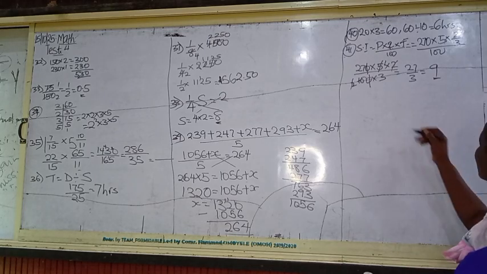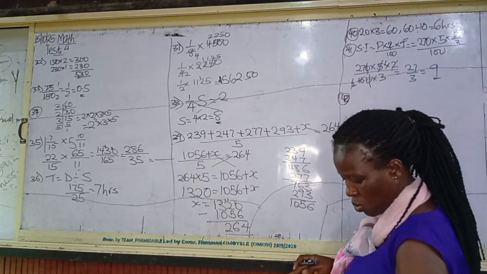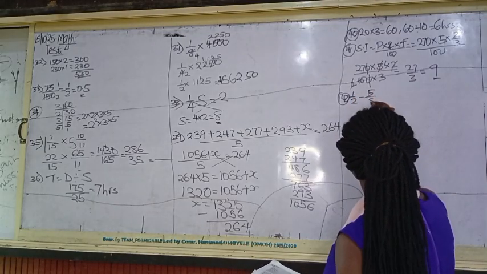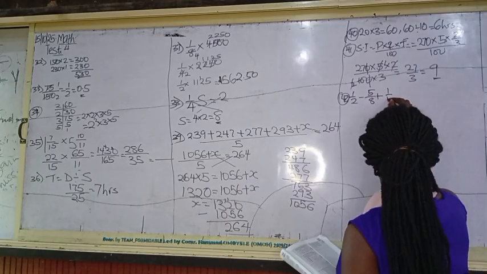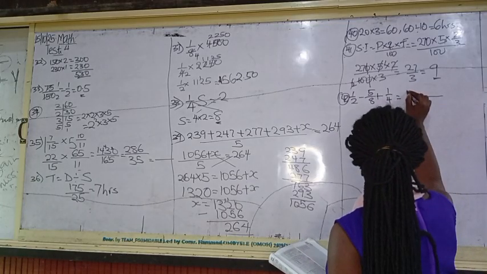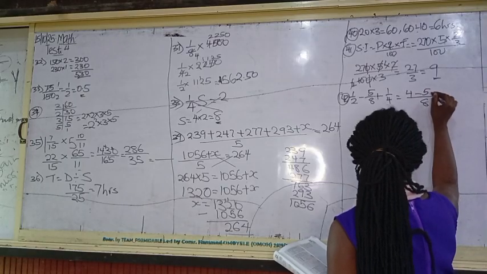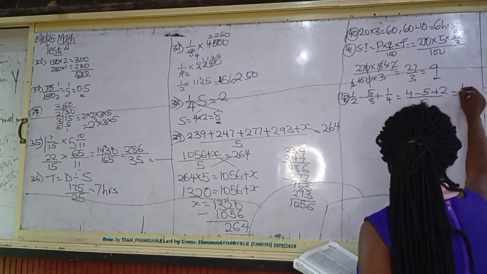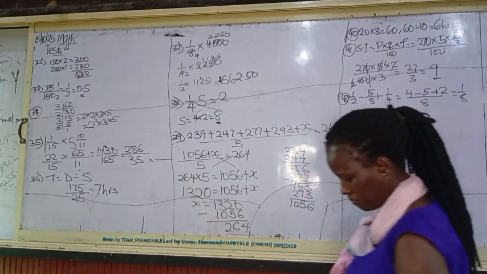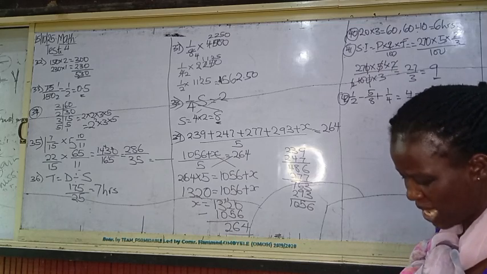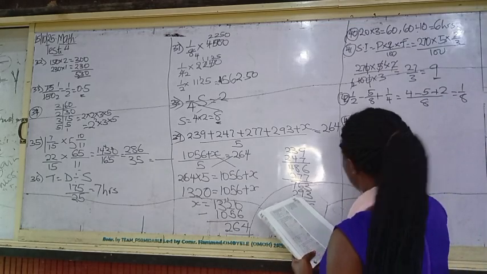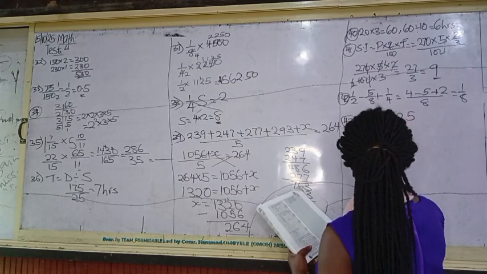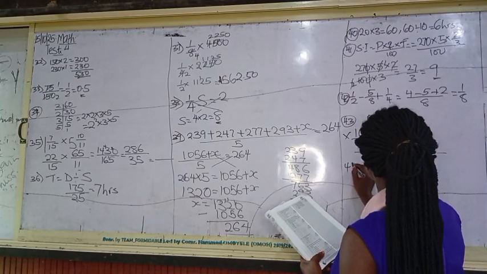So number 42 question. 1/2 minus 5/8 plus 1/4. So let's find the LCM, which is 8. That is 4 minus 5 plus 2. And that gives us what? 1/8. So number 43 says multiplying 0.0725 by 100. So you do it and give me the answer in the comment section.